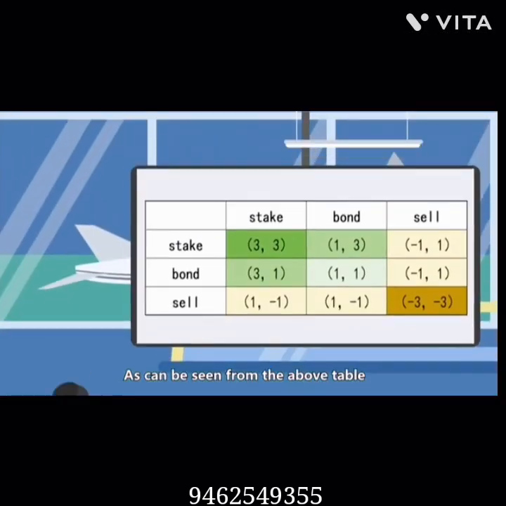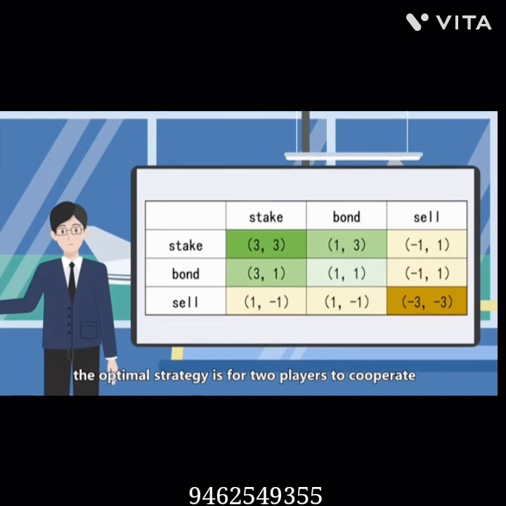As can be seen from the above table, the optimal strategy is for 2 players to cooperate. The result of both staking is 6. One buys bonds, and the other stakes: 4. Selling versus staking, and selling versus buying bonds, mutually hedge to a neutral 0. The worst outcome, where 2 players distrust each other and compete to sell, is -6.